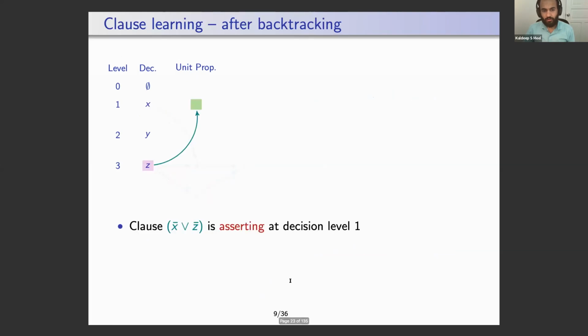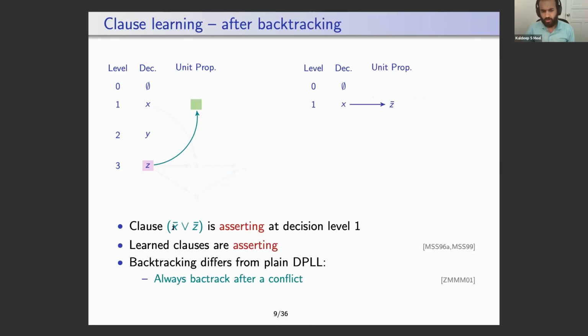And then fast forward. Of course, once you learn this clause, then you go back. And as I mentioned, whenever we assign x to 1, g will be equal to 0. And we go on, and so on. Okay.